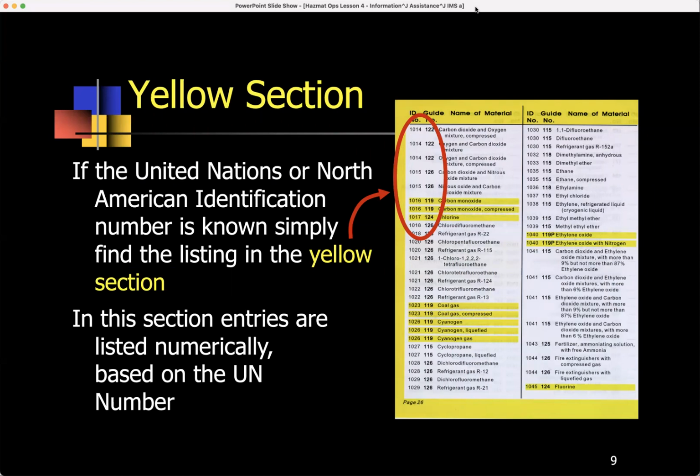So look at the numbers, 1016, UN ID number 1016. There are 2 entries for 1016. That means that a UN ID number can be assigned to more than one entry. But carbon monoxide by itself can only be 1016. There's no other carbon monoxide listed in here.